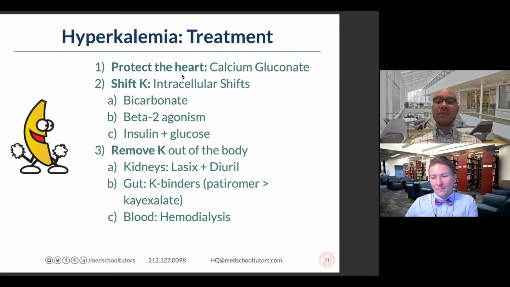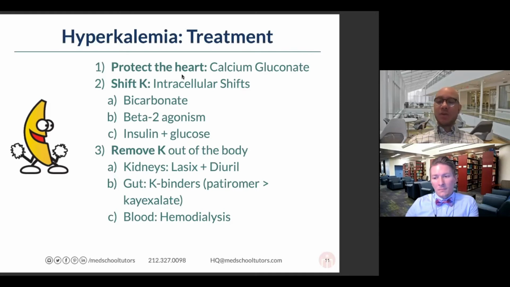And you get rid of it basically via 3 organs. One is the kidneys. If the patient is making urine, you can promote kaliuresis through the use of loop diuretics, or if you're really ambitious and you want to do sequential nephron blockade, you can use something like Lasix plus diuril, right? Hitting different parts of the nephrons, really getting rid of that potassium. Let's say the patient can't get rid of the potassium through the kidneys. You have the option of getting rid of it through the GI tract using potassium binders.